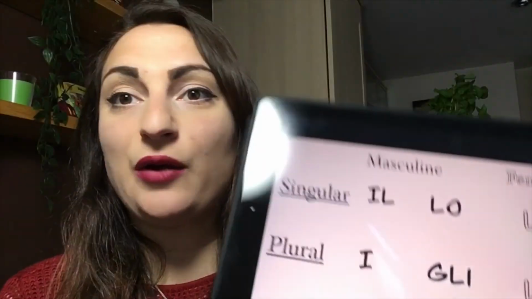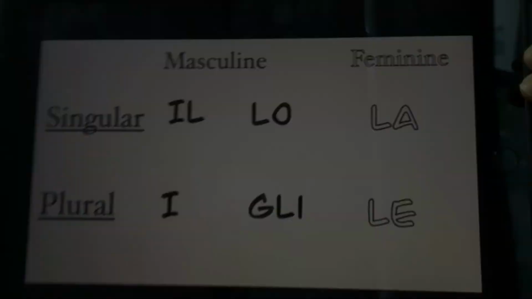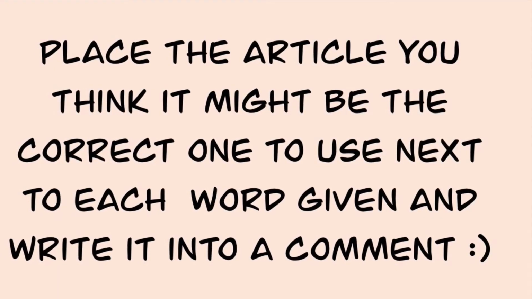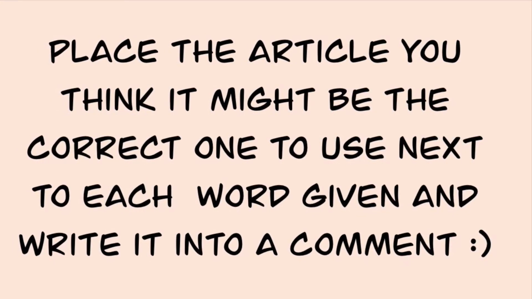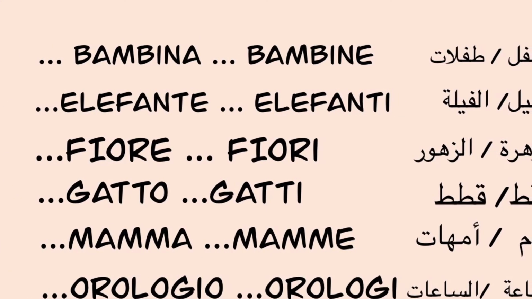Now that we have gone through all the definite articles, I will show you this scheme again. It would be very useful to have a look at it when I give you some words where you need to place the correct definite article next to each word. Place the article you think is the correct one next to each word given and write it into a comment. Stop the video and take your time to write down all the following words.